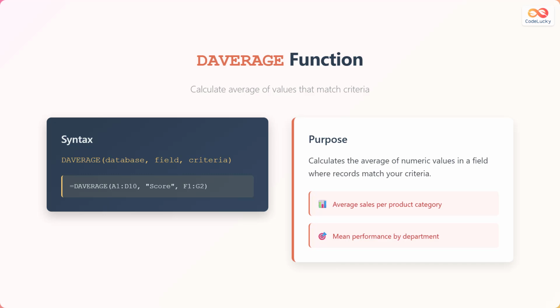The DAVERAGE function calculates the average of numeric values in a field where records match your criteria. The syntax for DAVERAGE is DAVERAGE(database, field, criteria). For example, =DAVERAGE(A1:D10, "Score", F1:G2). Use cases for DAVERAGE include calculating average sales per product category and determining mean performance by department.